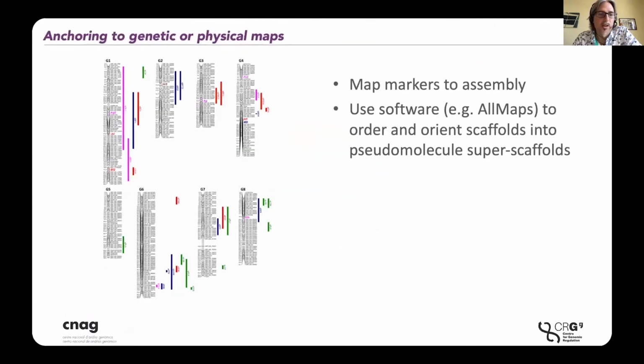If we have a genetic or physical map, we can use software to, let's say, map the markers to our assembly and figure out the order and orientation of our contigs and put them into linkage groups or physical chromosomes. So for some projects, we have that data, and it's very useful, especially with a starting assembly that's already highly contiguous.